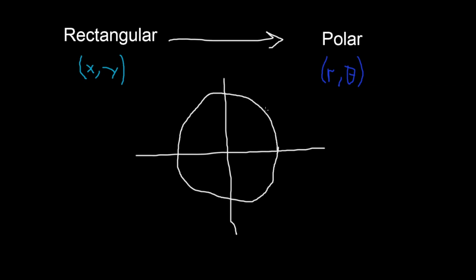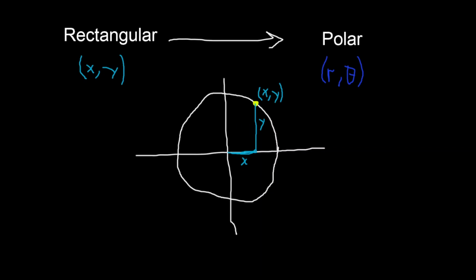Let's say we have a point here. If you want to write this point in rectangular form, we will obviously label this as x and y. And how do we get this? We go horizontally and then vertical. This is the y and this is the x. So this is how we would naturally label this point.